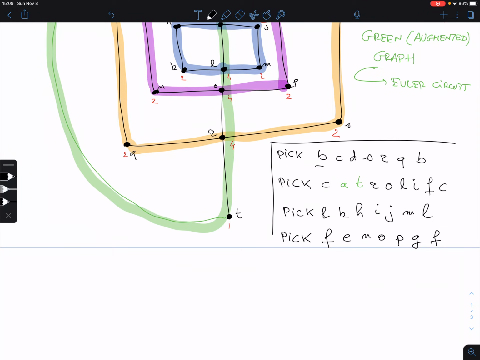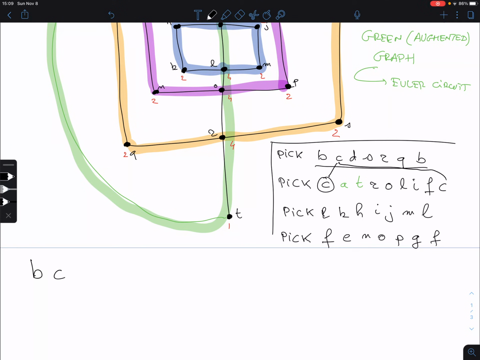Well, we start with the top one. When we reach this vertex in the first part, I'm going to make a detour. So here we go: B, C. I reach C. Okay, this is now where I use the detour given by the second part.